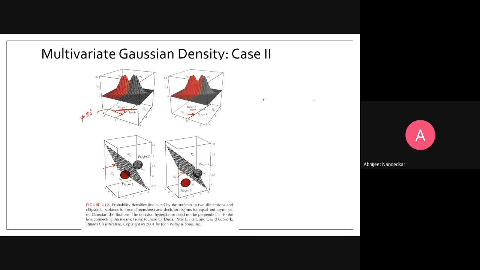Earlier, in the generalized case, if I join two mu's, then the boundary was exactly 90 degrees. Now, in this case, this may not be 90 degrees. That is what is happening due to the loosening of the condition that sigma 1 square is not equal to sigma 2 square, not equal to sigma dd square. So what is happening is the shape of your normal distribution is not exactly a circle. It is now elliptical.